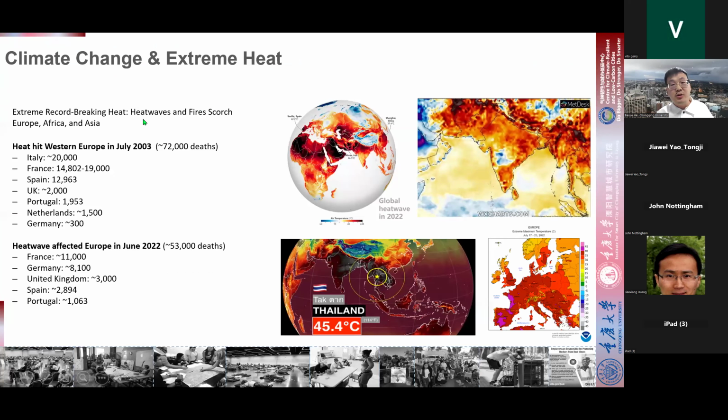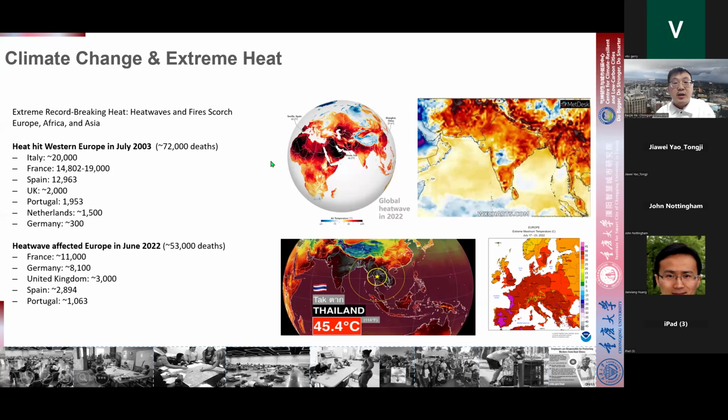In 2003, in Europe, the summer extreme heat caused about 2,000 deaths in just 2 weeks. After 20 years, in 2022, also in Europe, in June, it caused about 60,000 deaths in also about two weeks. We have many other significant extreme heat events in Asia, in Southeast Asia, and in Russia, and so on. So we need to consider how to address extreme heat events.